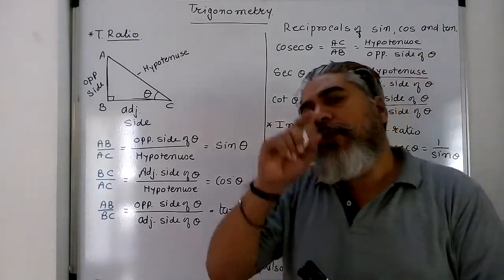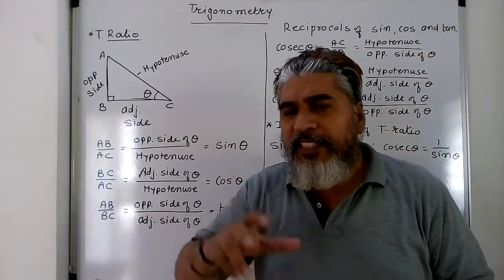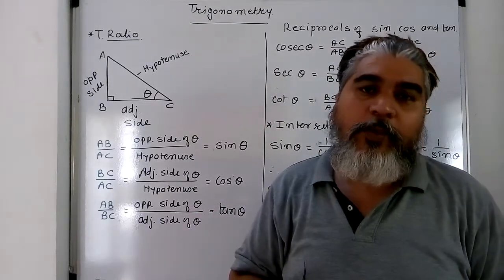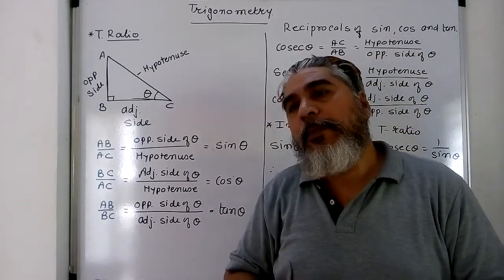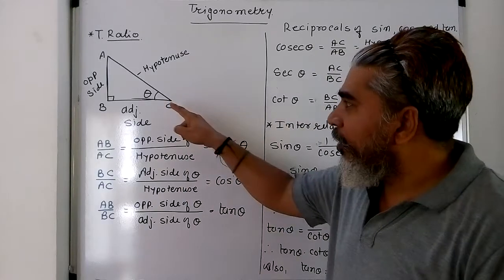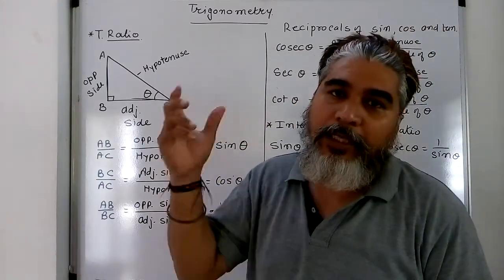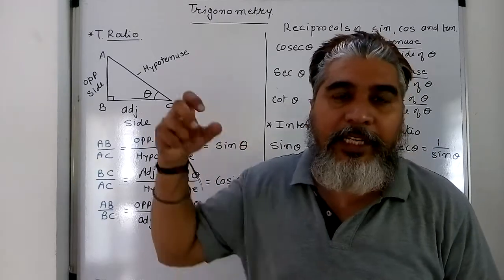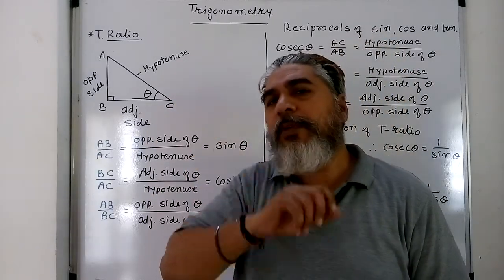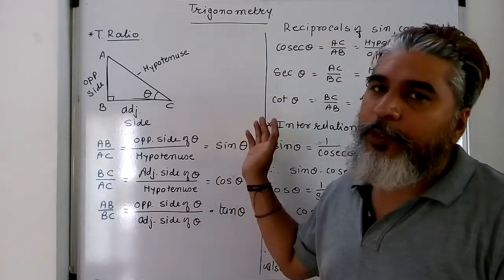In the next video we will discuss the value table. Value table means the value of theta, the angle, at specific values, for example 30, 45, 60, 90. That value table we will discuss in the next video.